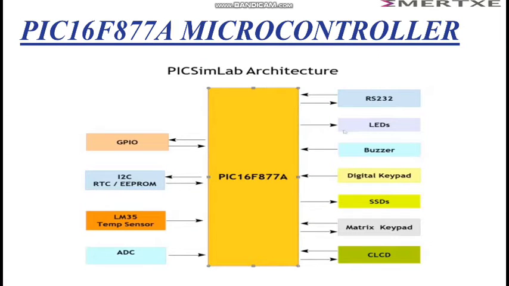This is the actual architecture of PIC 16F877, a microcontroller, which has the peripherals like GPIO, I2C or real-time clock, then LM35 temperature sensors, ADC, RS232, LEDs, buzzer, digital keypad, SSDs, matrix keypad, and CLCDs. Some of the peripherals perform two-way communications, while some of them perform only one-way communication.